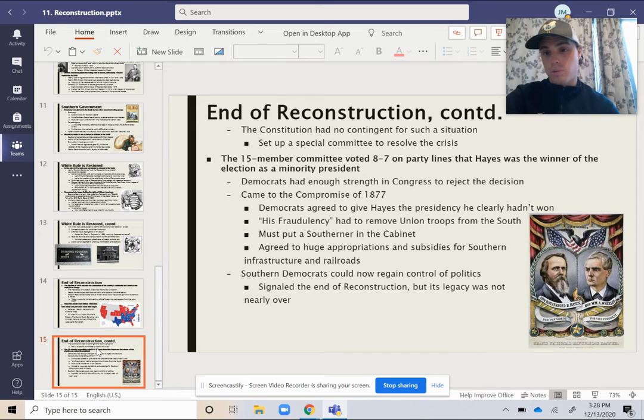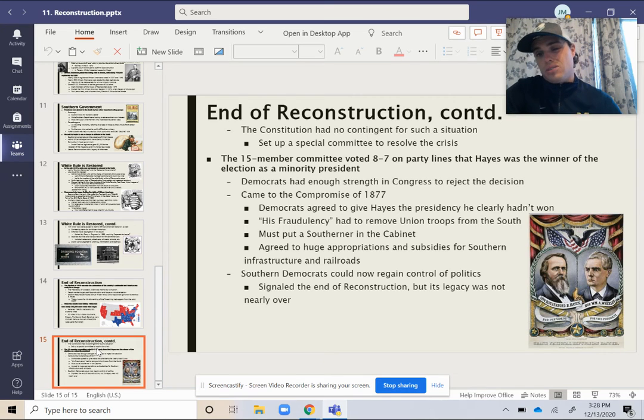We know they're going to be the party of segregation as a result of Plessy versus Ferguson. They're going to be the party of Jim Crow, and there's really no one to stop them as a result of this compromise. So yes, the Republicans get the White House, but the Democrats take back the South and will establish the Union as it was, if you remember from that political cartoon. And this is the end of Reconstruction.